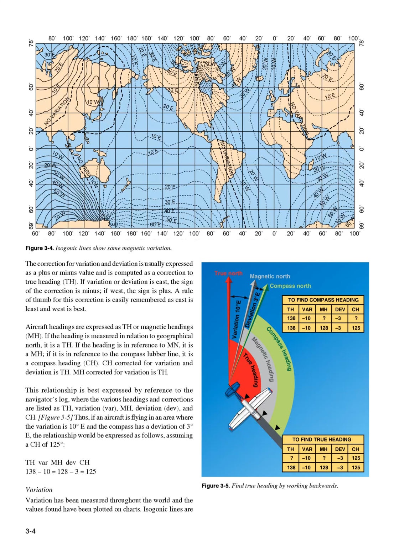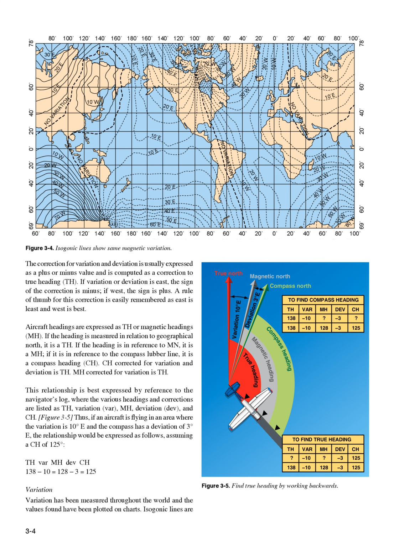The correction for variation and deviation is usually expressed as a plus or minus value and is computed as a correction to true heading, Th. If variation or deviation is east, the sign of the correction is minus; if west, the sign is plus. A rule of thumb for this correction is easily remembered as east is least and west is best.